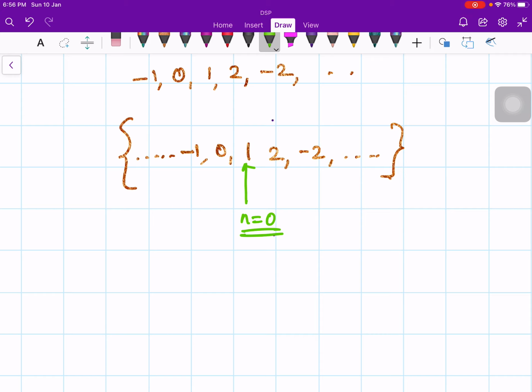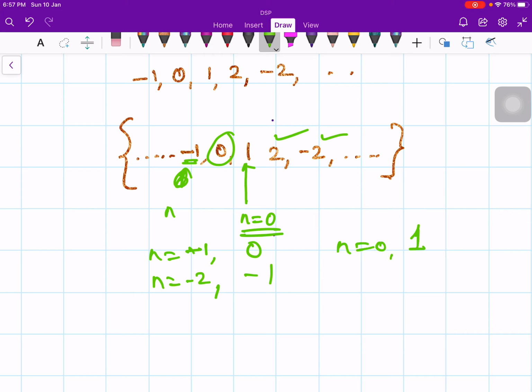Therefore, at n equals plus 1, the value will be 2. At n equals plus 2, the value is minus 2. At n equals minus 1, the value is 0. At n equals minus 2, the value is minus 1. So at n equals minus 2, the value is minus 1. At n equals minus 1, the value is 0. At n equals 0, the value is 1. At n equals 1, the value is 2. At n equals 2, the value is minus 2, and so on and so forth.